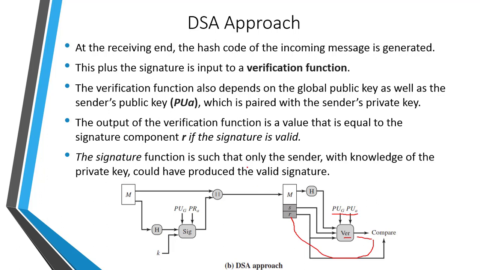The signature function is such that only the sender with knowledge of the private key could have produced the valid signature. So in this way, in the DSA approach, two functions are used: the signature function and the verification function, and different parameters are given as input to them. The output of the signature function is S and R, and on the verification side, the output of the verification function is compared with the received output component of the signature function, that is R, and the signature is verified.